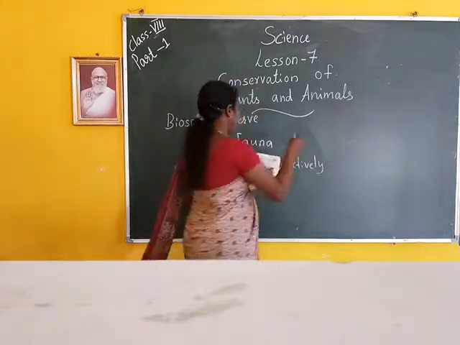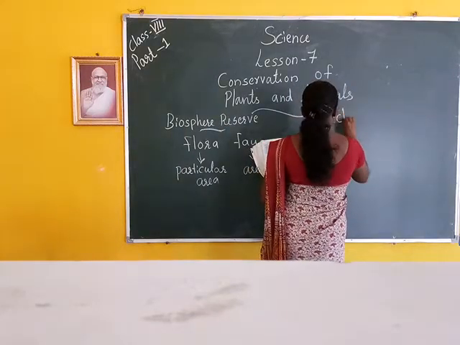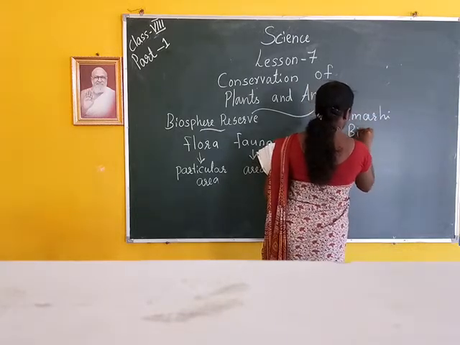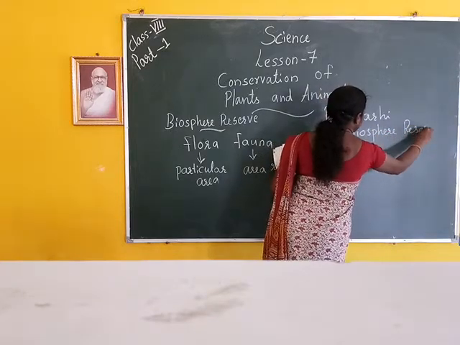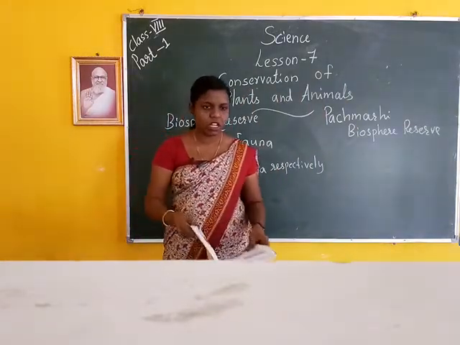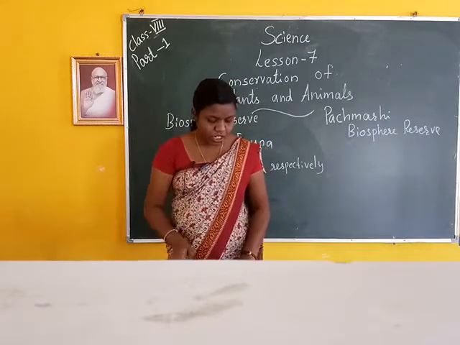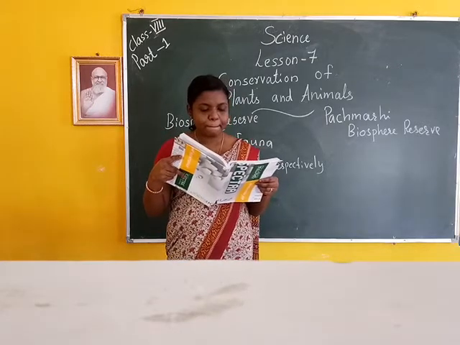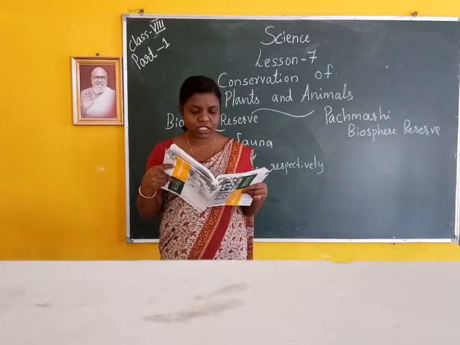What is the biosphere name? Pachmarhi. P-A-C-H-M-A-R-H-I. Pachmarhi Biosphere Reserve. These are some animals and plants that are seen in a very particular area. Then you look at your textbook. We should not disturb them. That means we have to protect the animals and not disturb them.